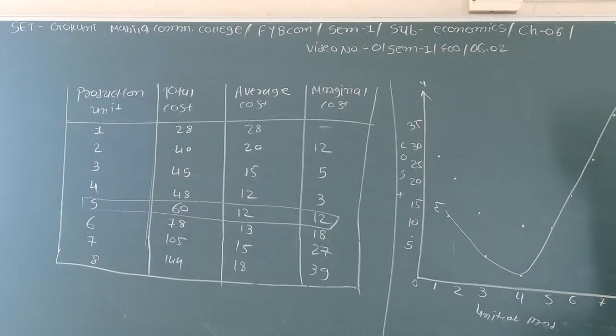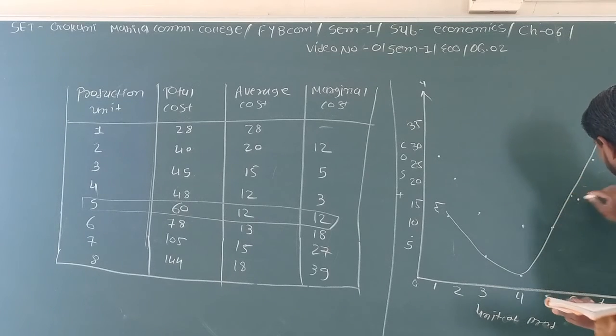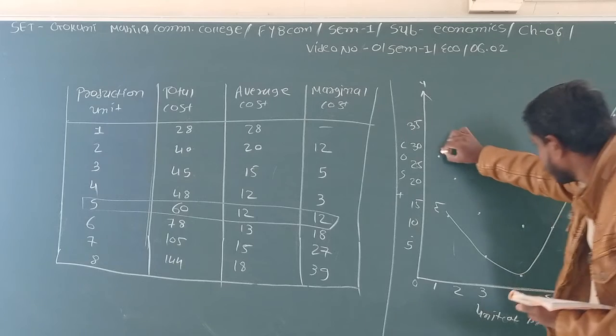In the fifth, it is 12. On the sixth it is 18. On the seventh it is 26. It is 27. So here it is. And on the eighth it is 18. So basically this is the diagram.